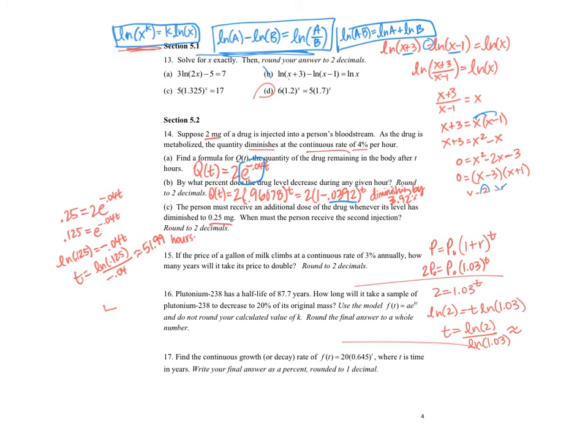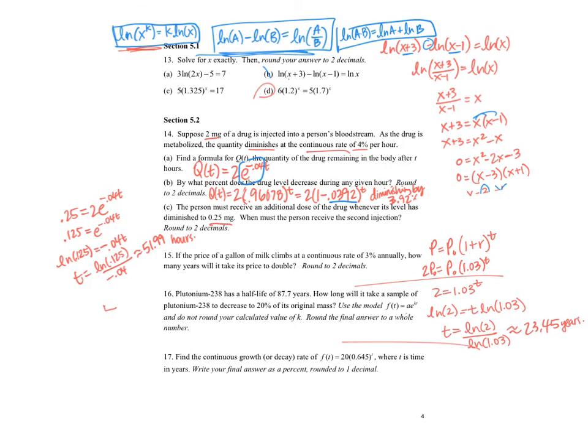And if I do a decimal approximation of that, I will get 23.449. So 23.45, and the units of that are years. So in 23 years, the price of milk will double.